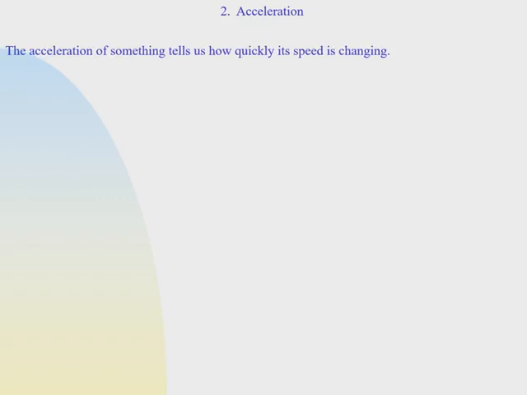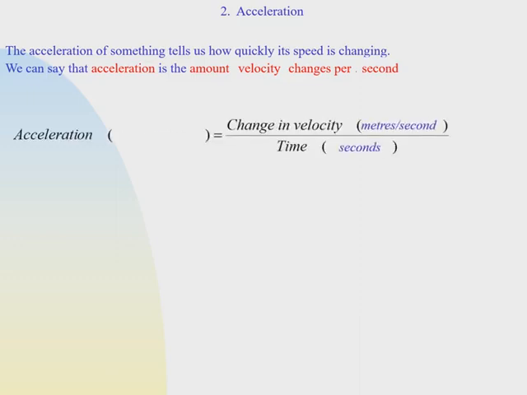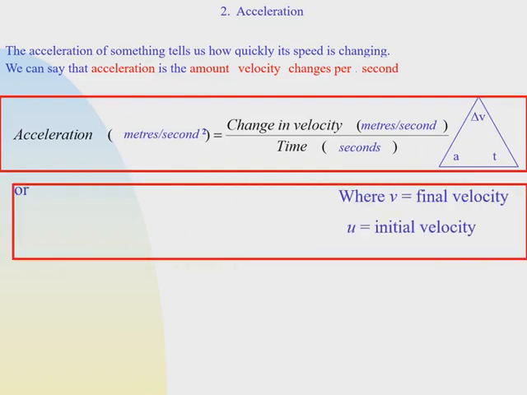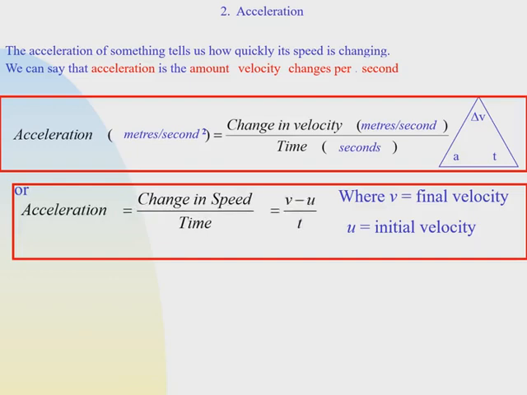Next, acceleration. Acceleration is the rate of change of velocity per second, or simply the rate of change of velocity. Velocity is in meter per second, time in second, so acceleration is in meter per second square. Acceleration is change in velocity by time, final velocity minus initial velocity by time. So a equals v minus u by t.